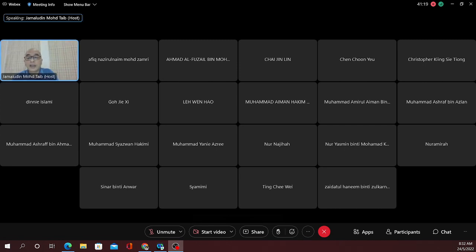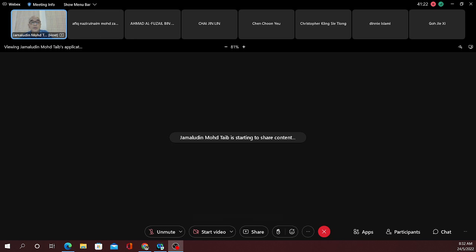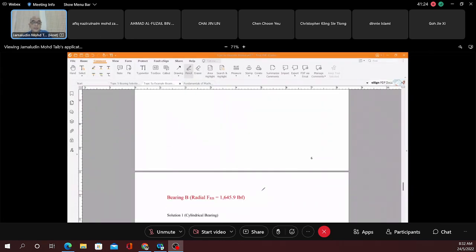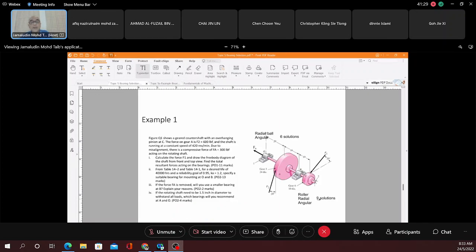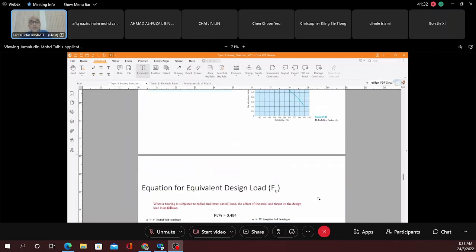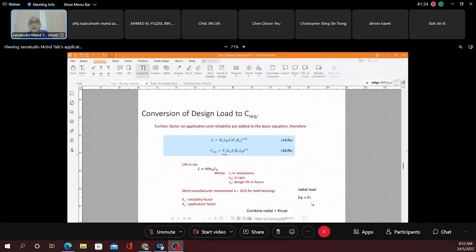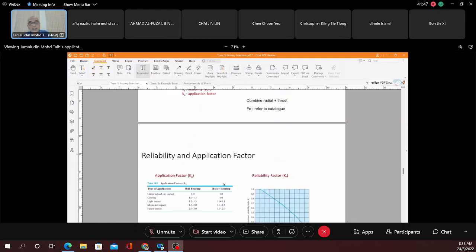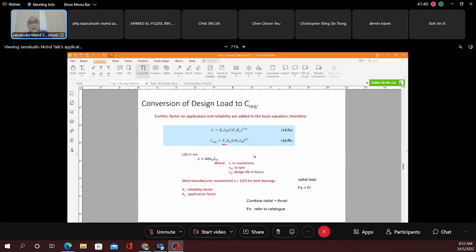Okay, now we have done that. We should proceed to the radial bearing, bearing B. For bearing B, because it's only radial, we could go straight to equation 14.5, with F equivalent equal to FR. That means the C rated or C required here can be used for all 3 types of bearing. Not to worry. Because only the F equivalent is going to be FR, this value can be used for 3 types of bearing. All right, can proceed with that.